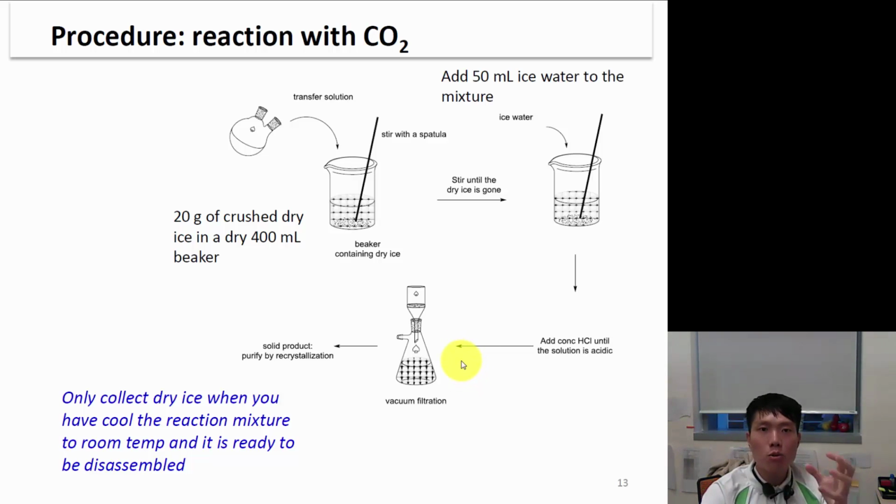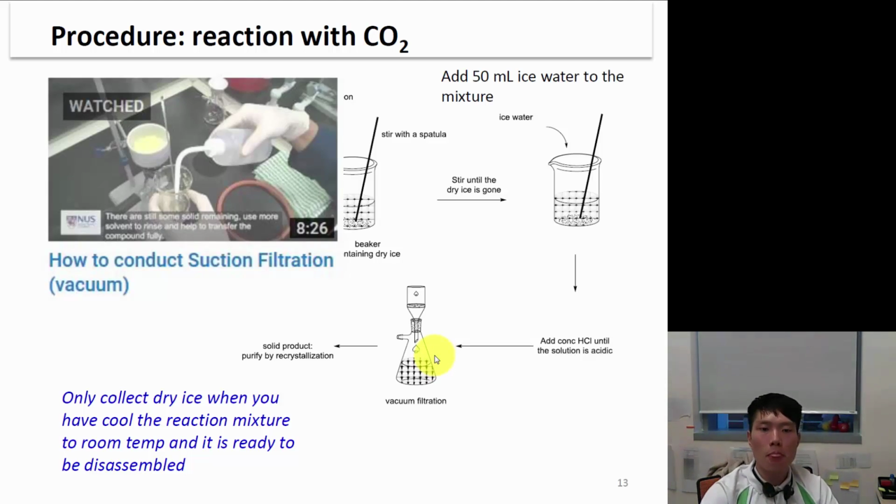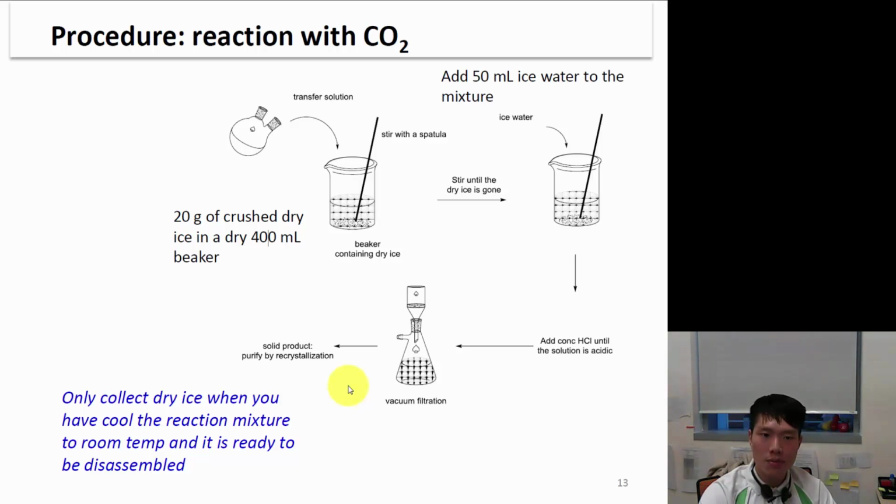Okay, then how do you get it out? You do a vacuum filtration, suction filtration, right? Get rid of the solvents and collect the solid. But this is not pure yet. You're going to proceed to the next step, recrystallization.